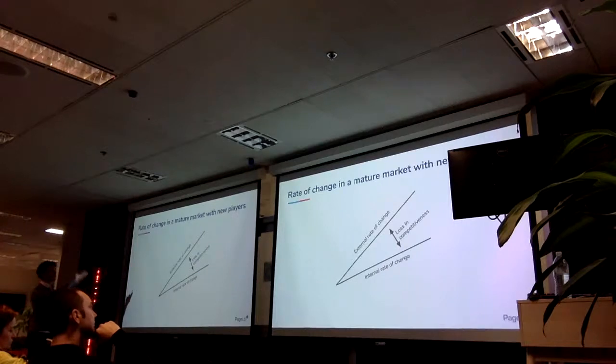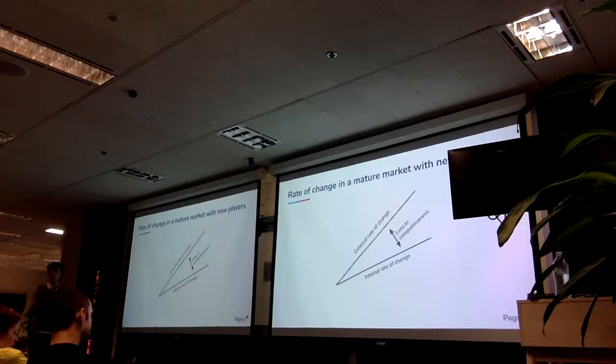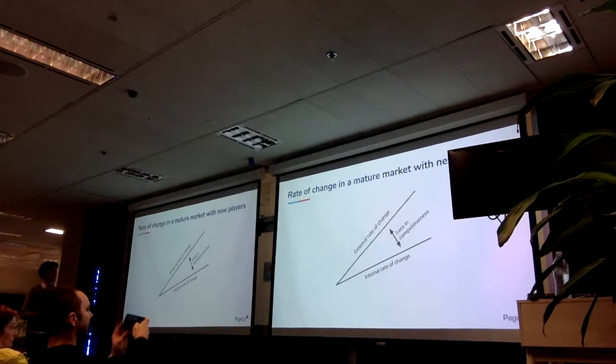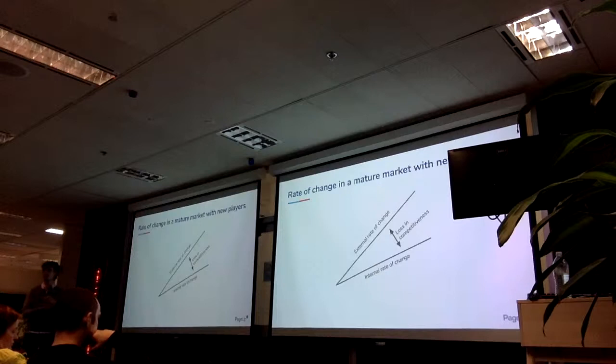So when we talk about the external rate of change, how quickly change is happening with your product set or what you provide the market, versus your internal rate of change, how quickly you're changing. If you think about what's happening with a lot of the big organizations in various industries, a lot of them are starting to experience a situation where their internal rate of change is slower than the external rate of change.